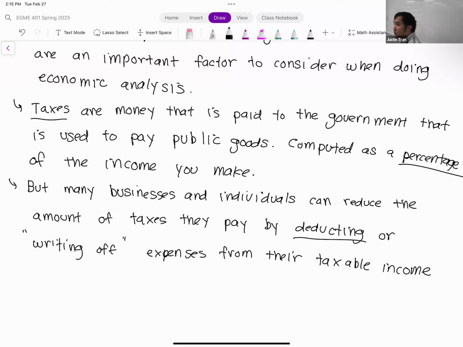Any questions on this before we wrap it up for today? Okay, all right. So on Thursday, we'll pick it up from here. We'll start talking about taxes and depreciation, and we'll go from there.